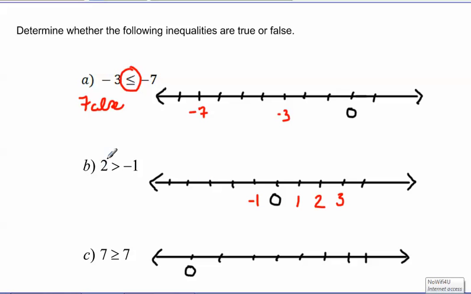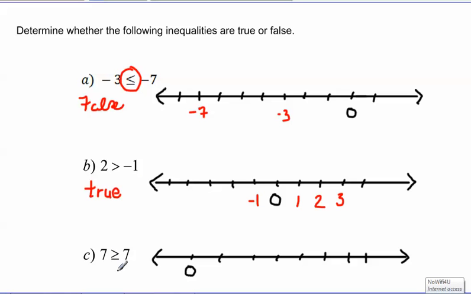So saying that 2 is greater than -1, that would be saying that 2 is further to the right on the number line than -1. And we can see that that is in fact true. And even if we just stop to think about it from another perspective, we could say, well, positive numbers are always going to be greater than negative numbers. That's always going to be true. So no matter what this positive number is and what this negative number is, if I have a positive number greater than a negative number, that will always be true.